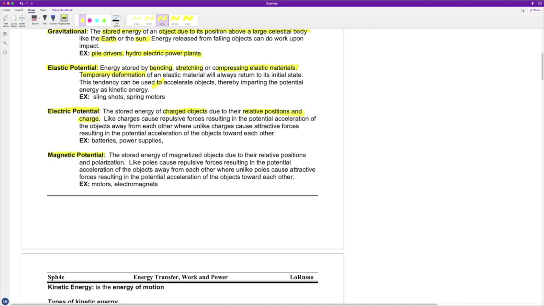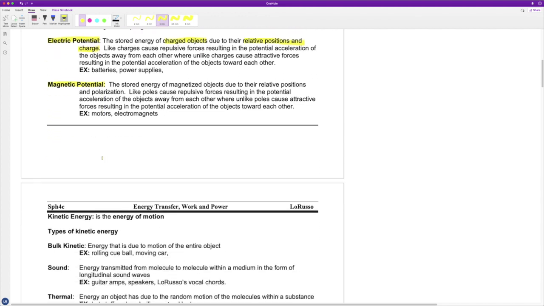Magnetic potential energy is similar to electrical potential energy, except we're talking about using magnetic fields. So you can actually store energy in magnetic fields by getting two magnets, their north poles pushed together, or separating a north and a south pole. Those are all forms of potential types of energy.